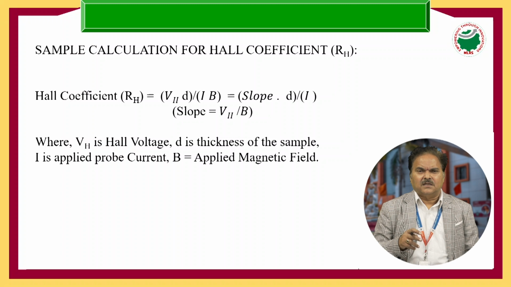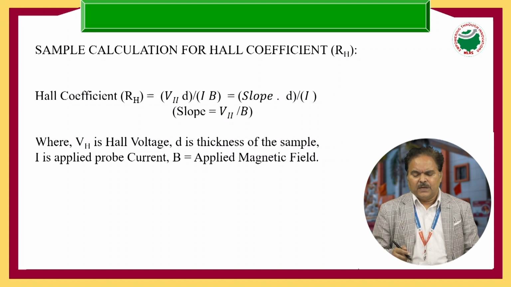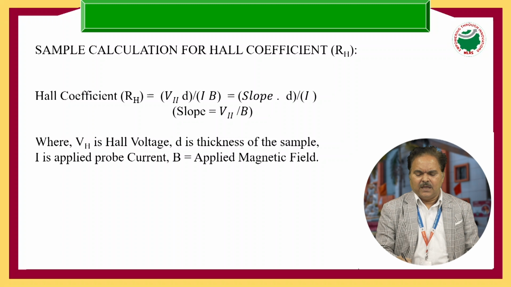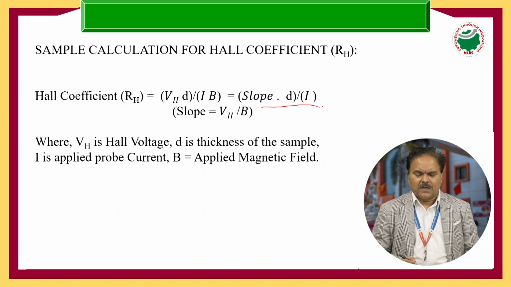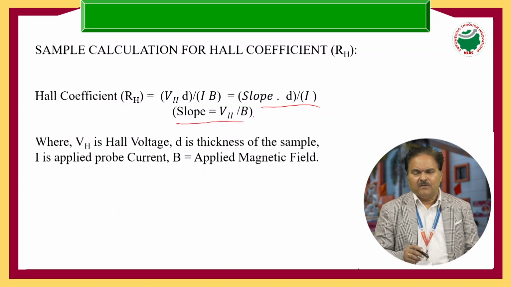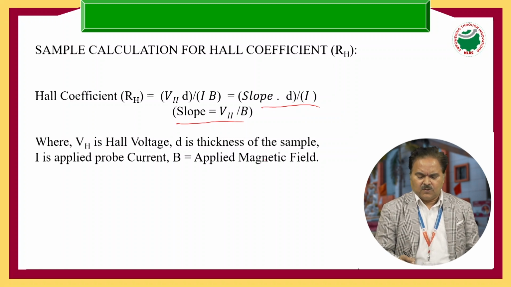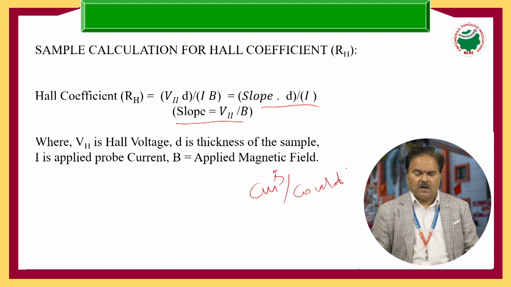Once we have the Hall voltage versus magnetic field, we can plot the graph. From that graph, we take the slope. The slope will be V_H by B. Then the slope times the thickness of the sample D divided by I gives the Hall coefficient. The units of the Hall coefficient are centimeter cubed per coulomb.